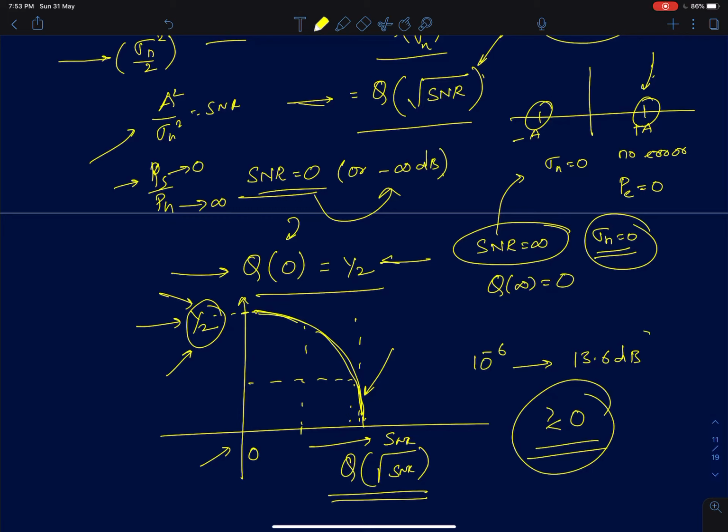One typical example, this is a useful value: if you want a bit error rate of 1 in a million bit errors, you need an SNR of 13.6 decibels. From that you can compute the ratio of signal power to noise power.